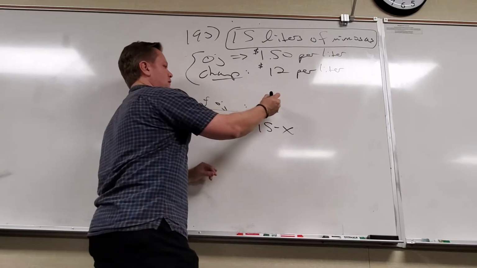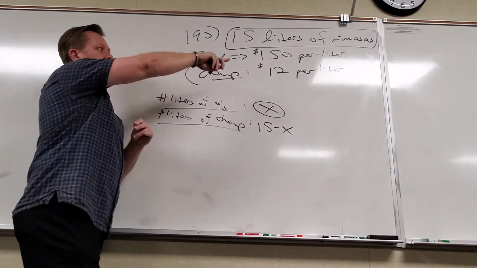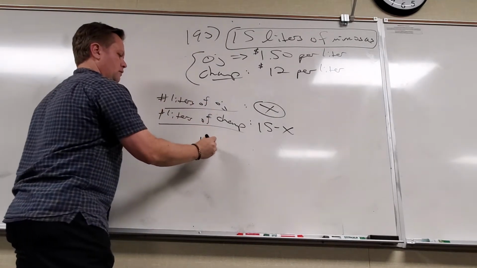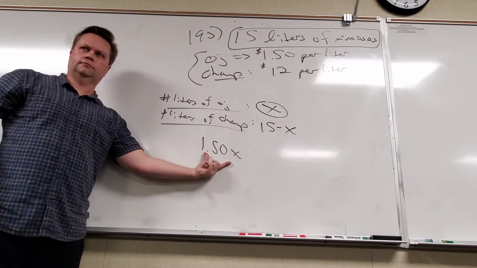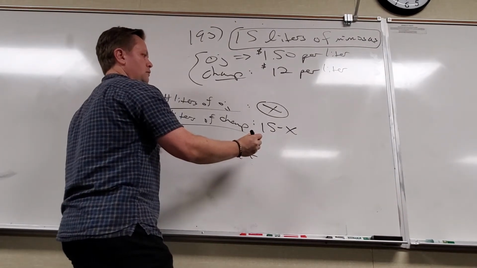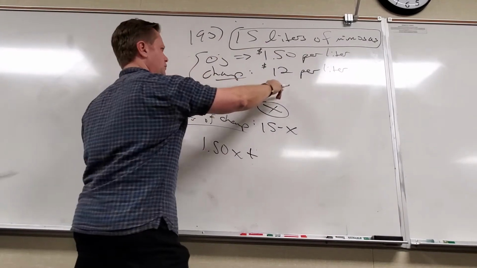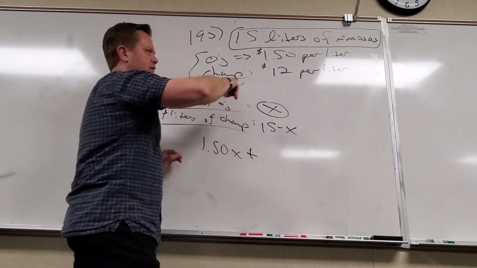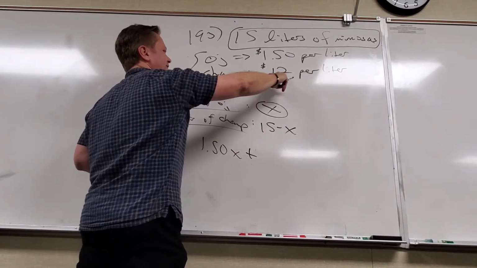So how much does it cost just for the OJ? $1.50 per liter. So how much total? 1.50x. That's for the OJ, right? How much for the champagne? $12. I didn't get that. Could you try again? No. Who was that? Siri or no Siri, right? My bad.